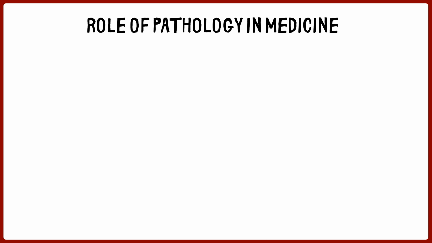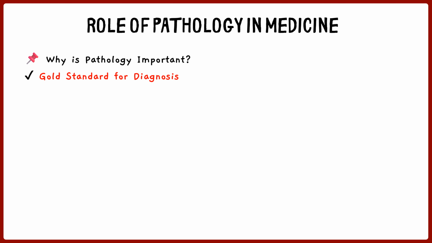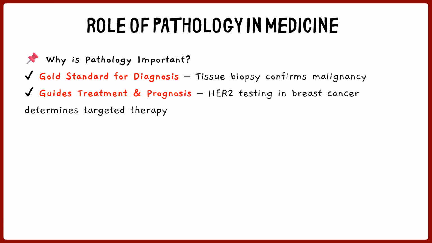So, the role of pathology in medicine. Why is pathology so important? It's because it is the gold standard for diagnosis. For example, tissue biopsies can confirm the presence of a malignancy, and it provides the most definitive diagnosis. And a tissue biopsy can confirm, for example, whether a tumor is benign or malignant, which is very important in treatment planning. It can also guide treatment and prognosis.